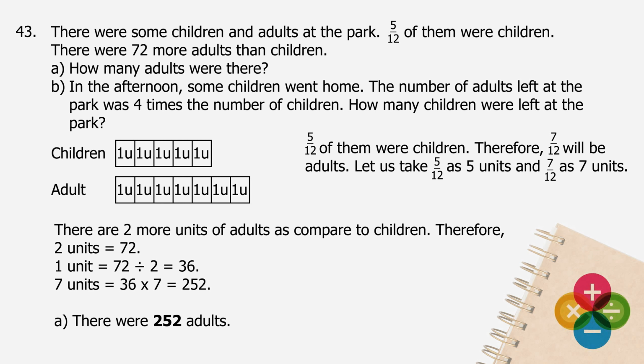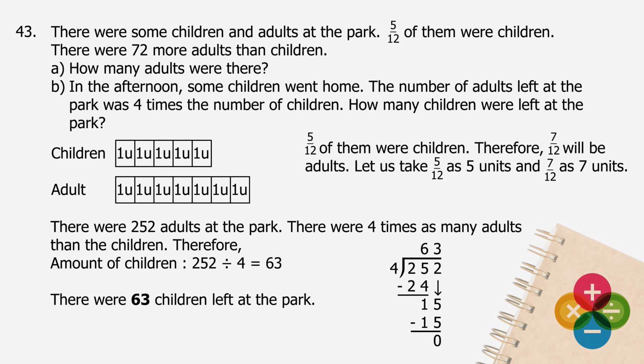Five-twelfths of them were children. Therefore, 7/12 will be adults. Let us take 5/12 as 5 units, and 7/12 as 7 units. There are 2 more units of adults than children. Therefore, 2 units will be 72. 1 unit will be, divide 72 by 2, and the quotient is 36. 7 units will be, multiply 36 by 7, and the product is 252. A. There were 252 adults.